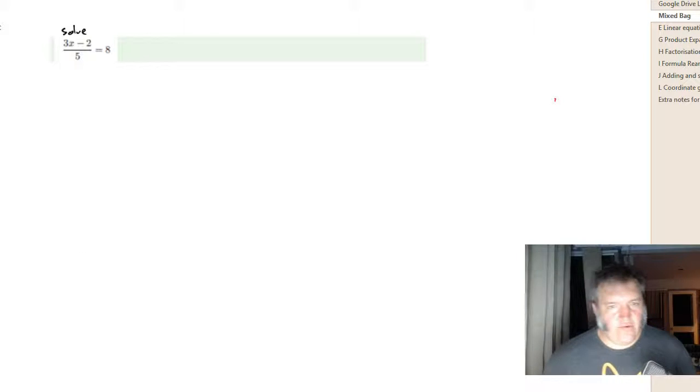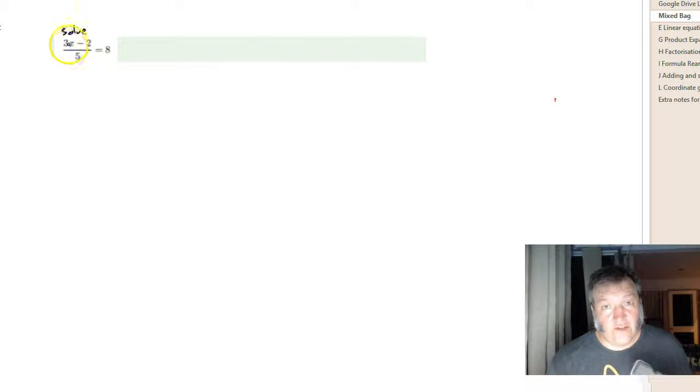Alright guys, just running through some of the mixed bag questions that I set for you. This one was pretty easy, the first one, and I don't think too many people had trouble with this. What do we need to do? We're trying to solve an equation. It's a linear equation. The power of the variable is only 1, so easy procedure.